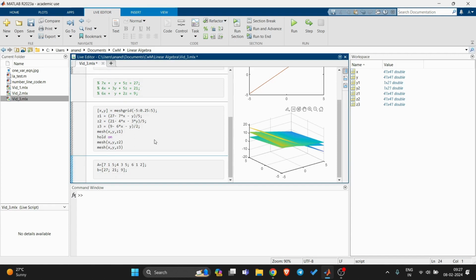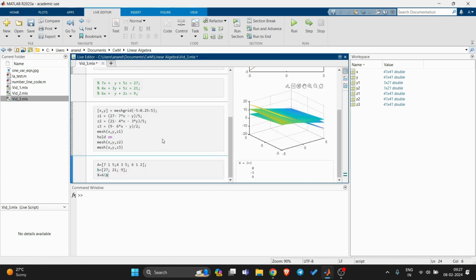And let's solve Ax is equal to B for X. So X is equal to A backslash B. And when I run this, I get my solution 0 minus 6, which was the point where all the three planes met in this graph.